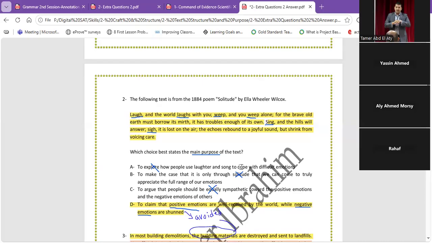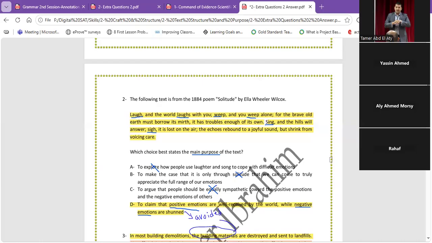Okay, let's find why A is wrong. To explore how people use laughter, no. It's talking about if you laugh, the world is going to laugh with you, not about the people. So he doesn't talk about how to explore laughter in song to cope with difficult emotions, yes? Yes, because actually he wants to cancel any emotion that is difficult. Okay, B: to make the case that it's only through solitude that we can come to truly appreciate the full range of our emotions. It didn't talk about solitude. Yeah, he doesn't want us to be alone. Actually, he wants us to laugh, to sing.